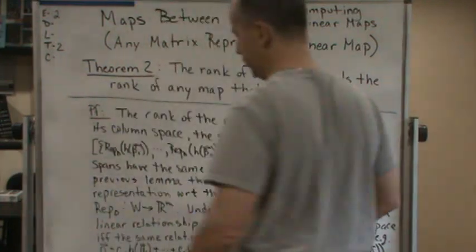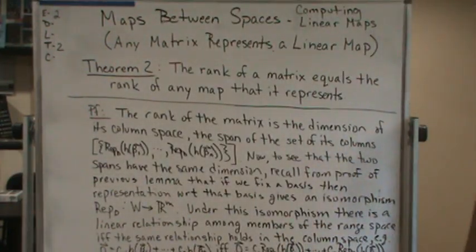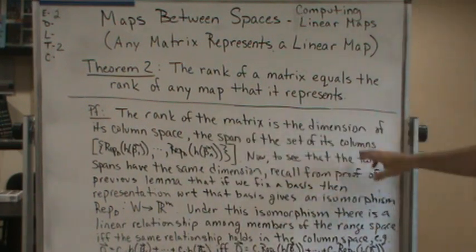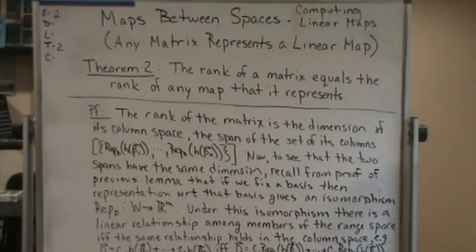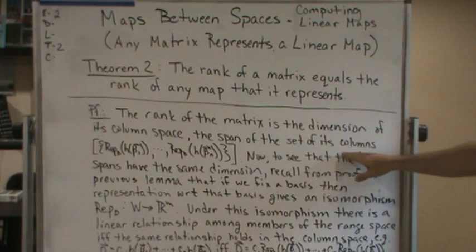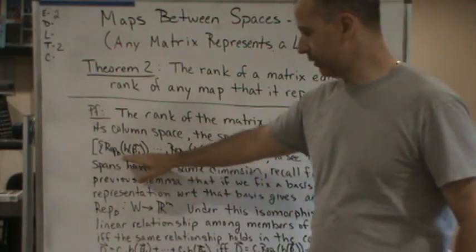Okay, so let's continue on with the proof here. So now we start with the rank of the matrix. We talked about the rank, or the dimension, of the mapping. Now let's focus on the rank of the matrix. It says the rank of the matrix is the dimension of the column space, the span of the set of its columns, which is given by this.